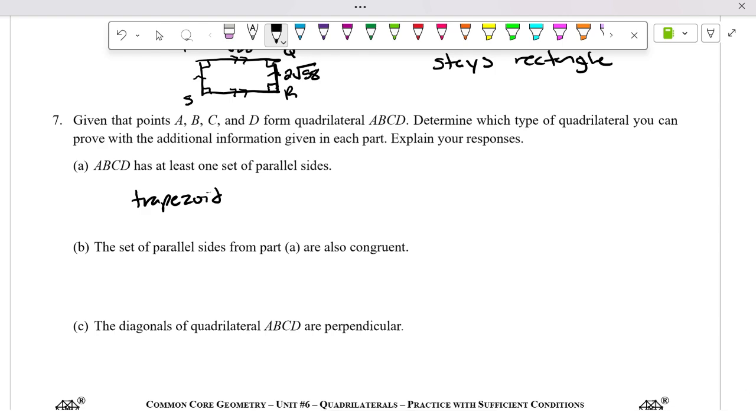Now, let's say we added on another fact saying that the parallel sides from part A are also congruent. So if I have my figure ABCD, and again, I'm not drawing it to scale, let's say AB and DC were parallel, and then we also found out that they're congruent. What type of shape can I say it is now?